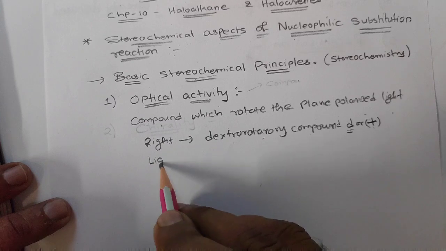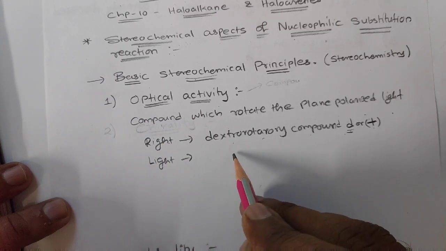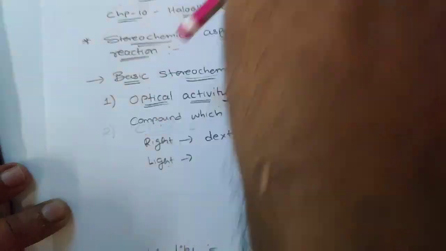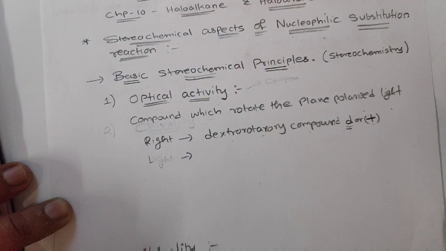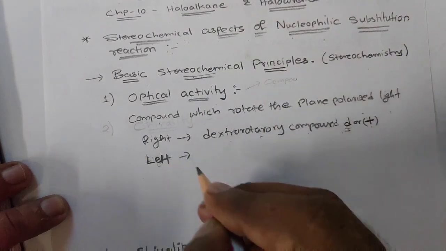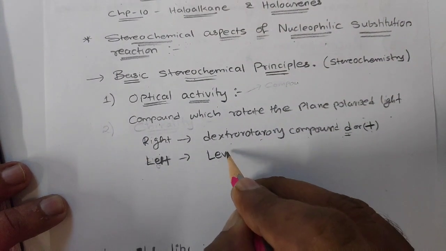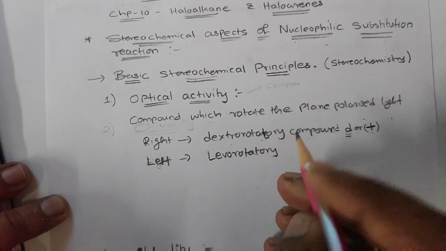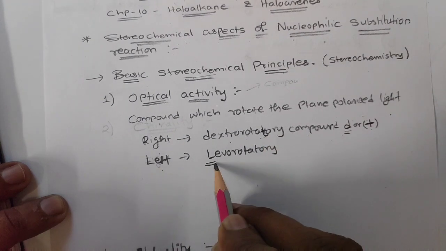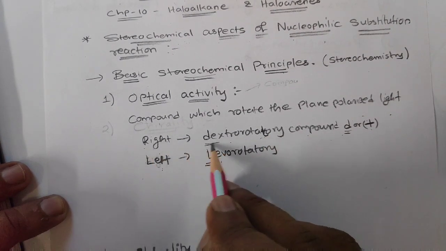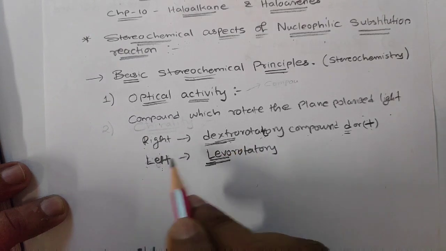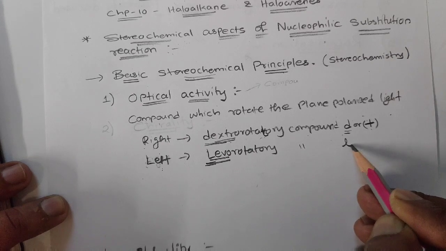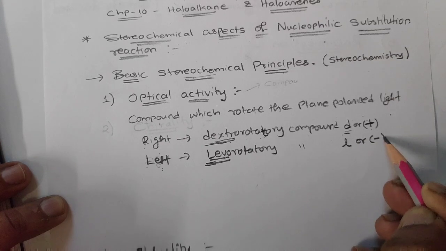Now if the plane polarized light, when passed through the polarimeter, rotates on the left side, we call it levorotatory. Clear? So left side you can remember levorotatory, right side dextrorotatory. Levo means left. The compound we call levorotatory, and the symbol is small l, lowercase, or a minus sign is used.